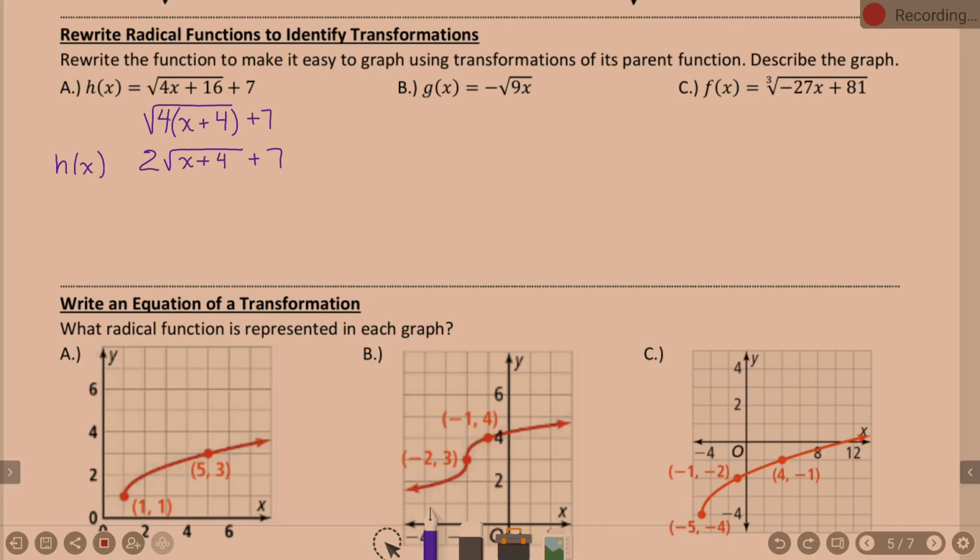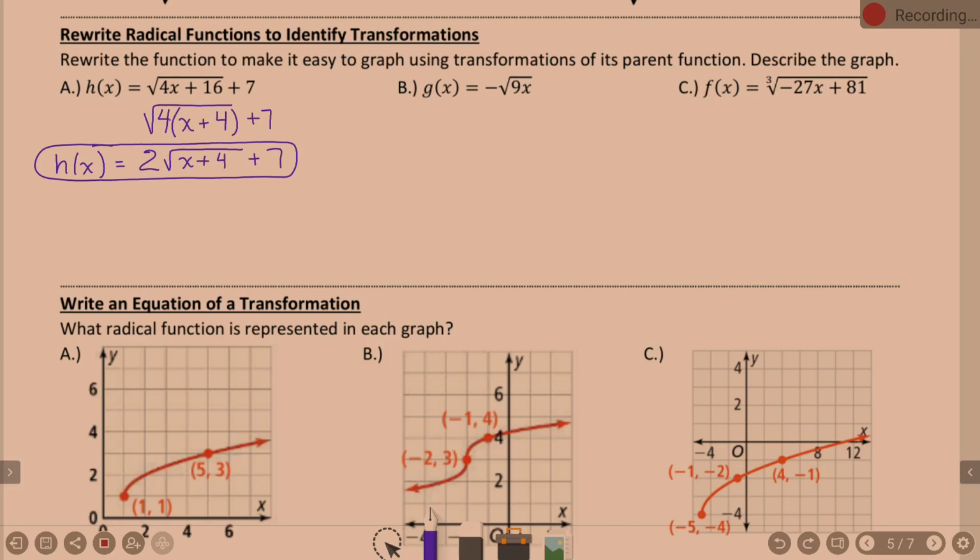So when they talk about rewriting the equation to make it easier to graph, this is easier to graph. Because now I just know, oh, it's square root of x. I'm going to move it here and here, and I'm going to do this. And that's what makes it easier to graph. So the rewrite direction is this right here. Look for a perfect square, factor it out, take that square root, and then rewrite it. Now, it does say describe the graph. What are the transformations you see? That's what I'm looking for when I say describe.